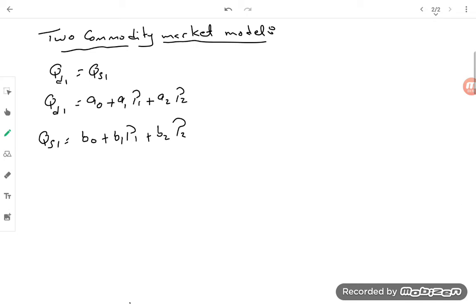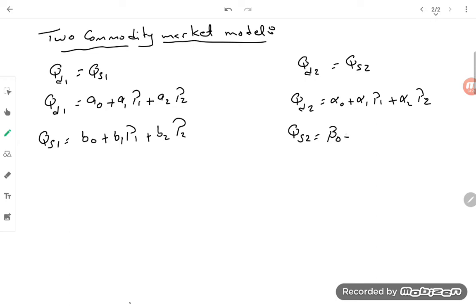And with respect to the second commodity, the equilibrium condition will be achieved when QD2 equals QS2, and QD2 equals alpha node plus alpha 1 P1 plus alpha 2 P2, and QS2 equals beta node plus beta 1 P1 plus beta 2 P2.